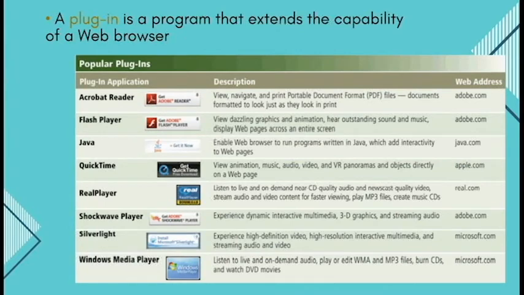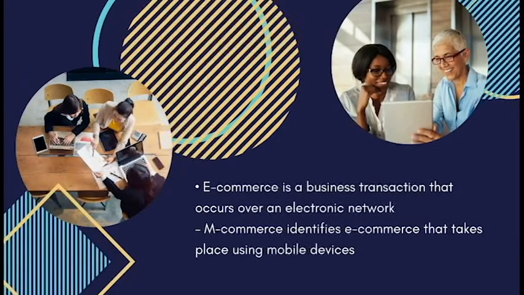And then we have the e-commerce. So it's more like it's a business. So e-commerce is a business transaction that occurs over an electronic network. M-commerce identifies e-commerce that takes place using mobile devices.